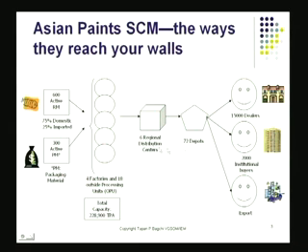Then of course these regional distribution centers feed in turn 72 depots. These are simpler, smaller warehouses. From there, 15,000 dealers are served, 2,000 institutional buyers are served, and exports are made. And then you can see the final product.